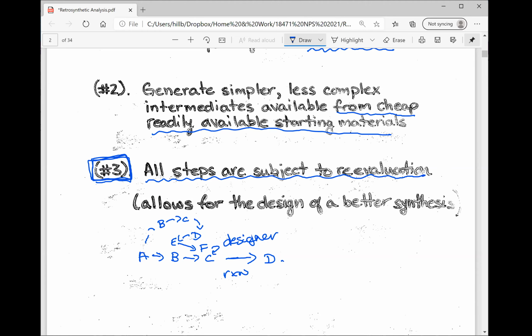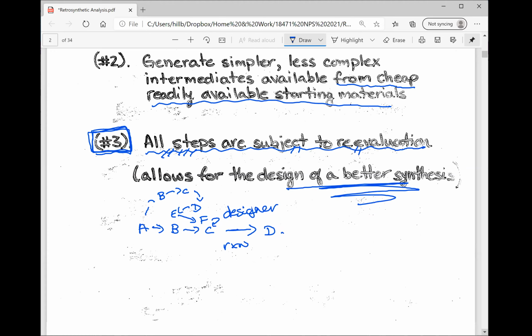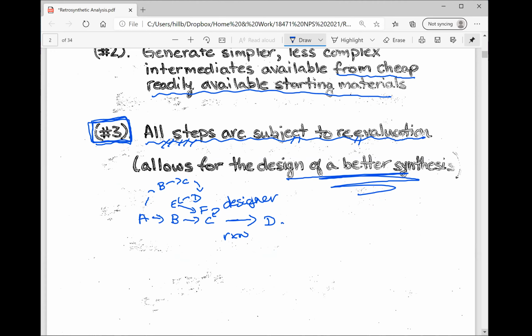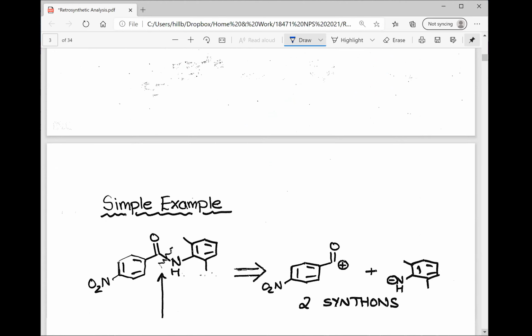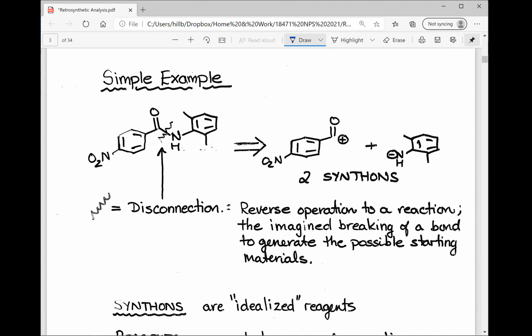So if you allow for all steps to be subject to reevaluation, then this is ultimately going to make a better synthesis. It's like not having a favorite child, I suppose. Not having a favorite reaction. So anyway, here's a relatively simple example.